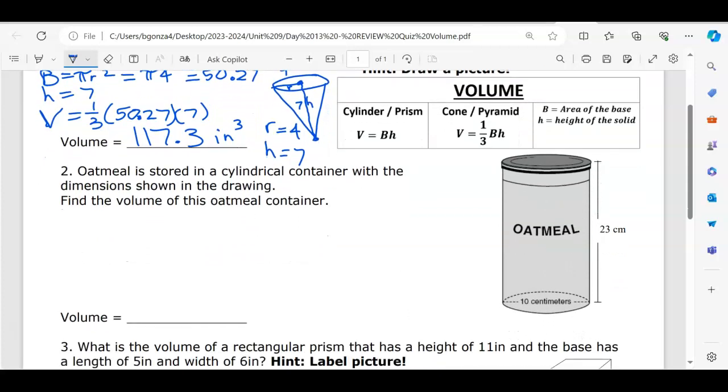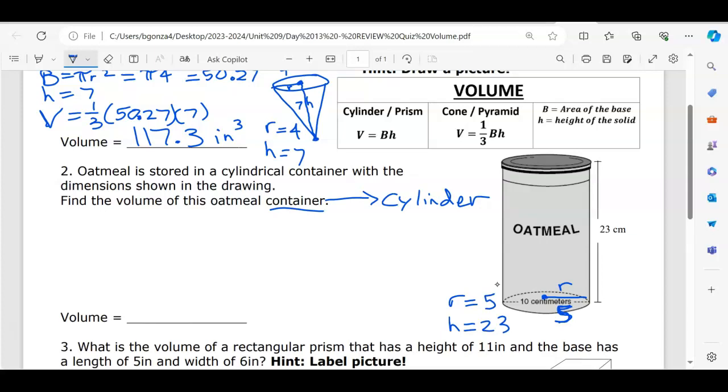All right. Oatmeal is stored in a cylindrical container with the dimensions shown in the drawing. Find the volume of this container. Now, this container over here is a cylinder. Did you know that? So when we're doing cylinder, we're going to just do BH. Now, I need to figure out R and H. The radius from the center to the edge is not 10. Okay, the radius has to be 5 because it's half of 10, right? The height is 23.